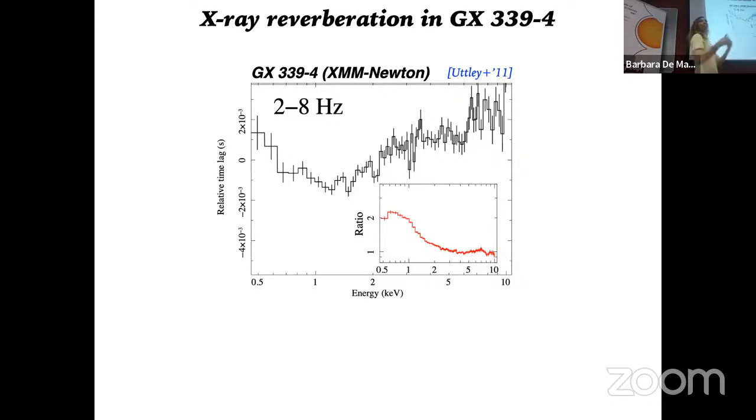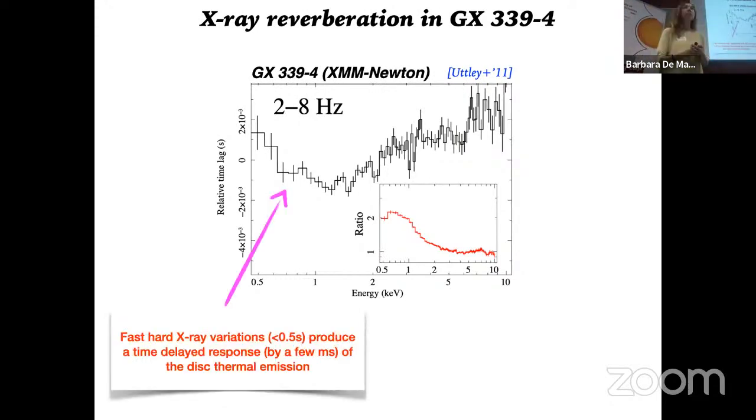and extracting variability on very short time scales, these are the temporal frequencies that we are considering, a fraction of a second, this turnover was observed. This turnover is telling us that the soft band, where the disk is observed in the hard state, is delayed with respect to the hard band, by a few milliseconds. So this was taken as a first evidence that fast variability carries an imprint of this reverberation signal. So we were very interested in this.